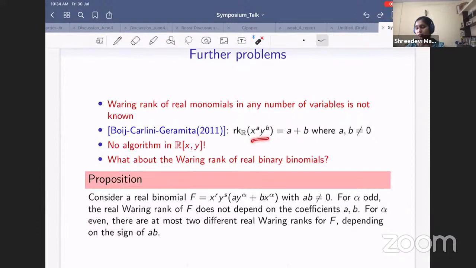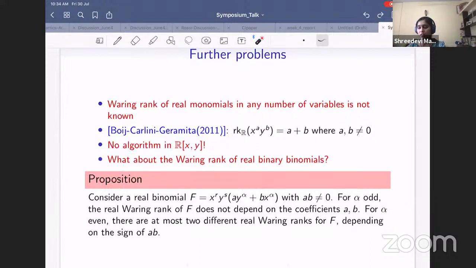For example, if you look at this monomial, the border rank we have seen for this monomial was either a plus 1 or b plus 1, depending on which is smaller and larger. But in the case of reals, it's always a plus b, which is the degree of the polynomial, which is quite larger than the actual rank in the case of complex. So that's where the rank can be quite different in the case of reals. And let me remark that there is no algorithm also in this case.